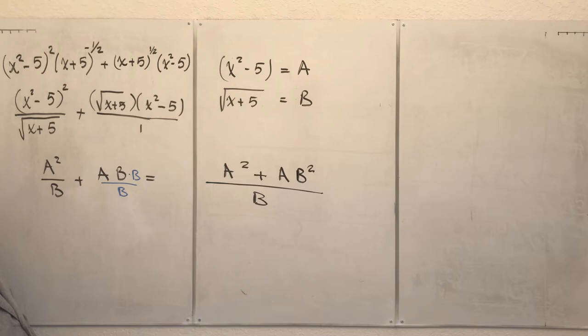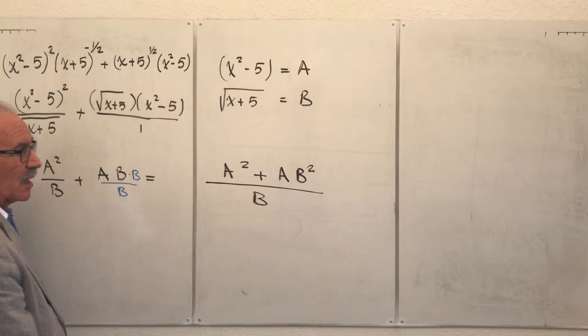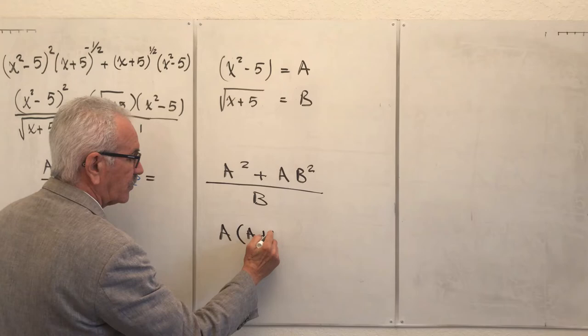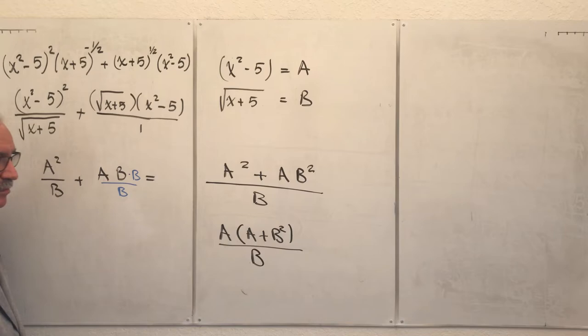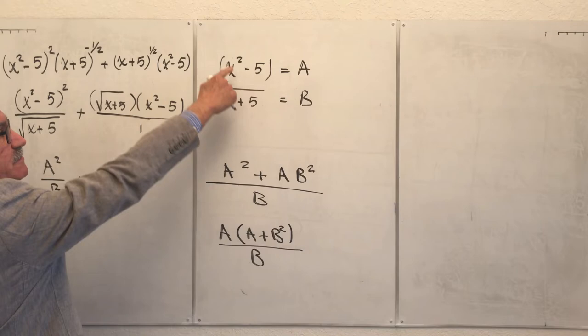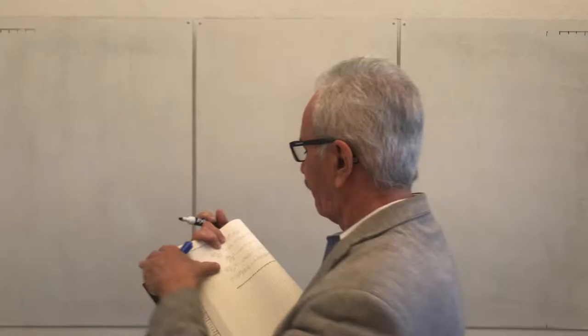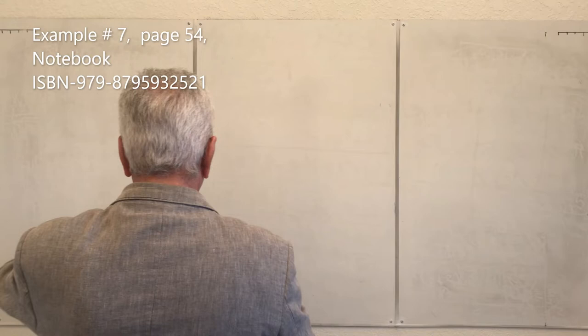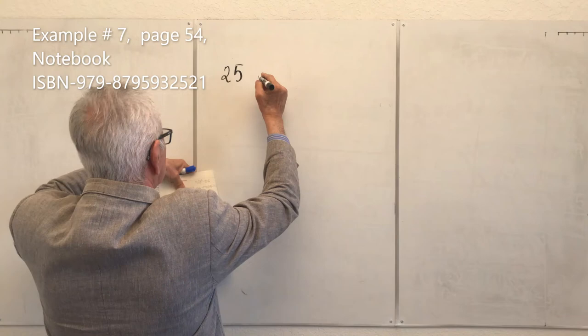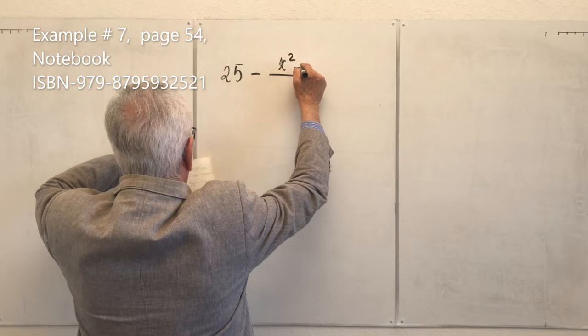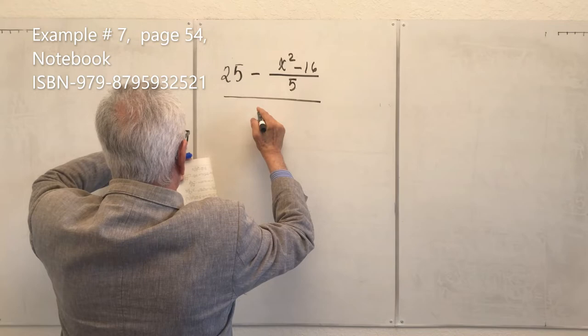Now we can factor: A times A plus B squared, divided by B. That's one option, and you can replace. So this will be (25 − x² − 16/5), all of them divided by x minus 4.